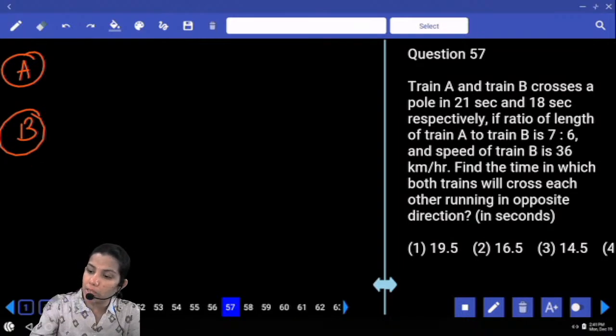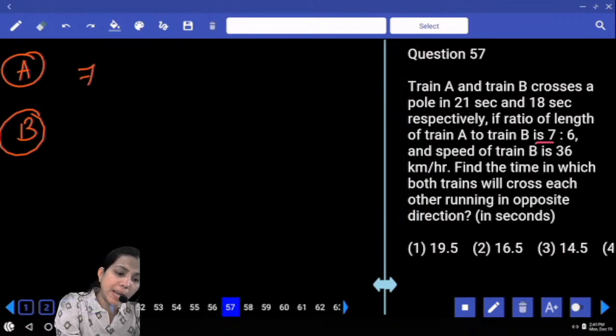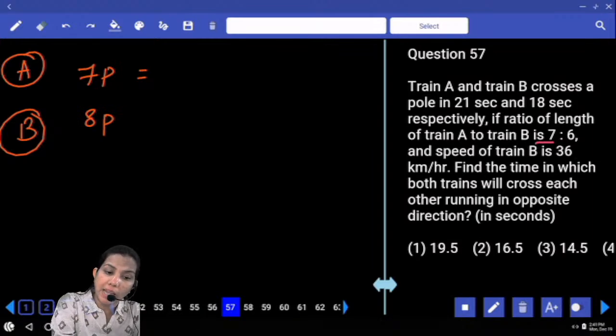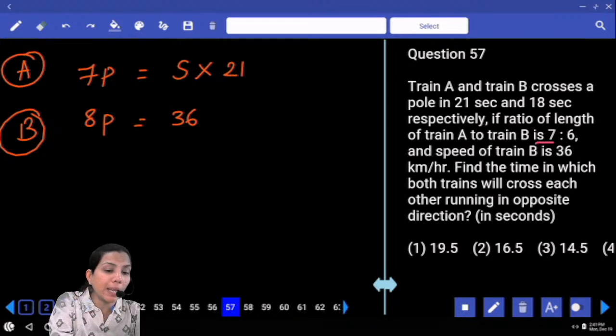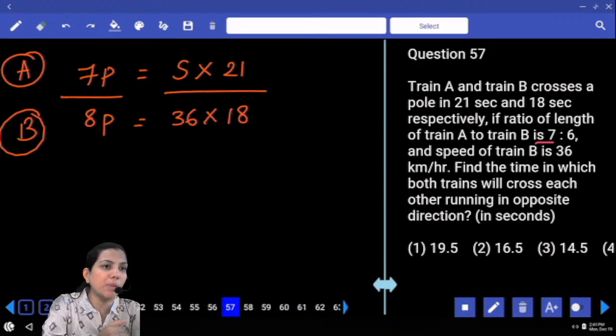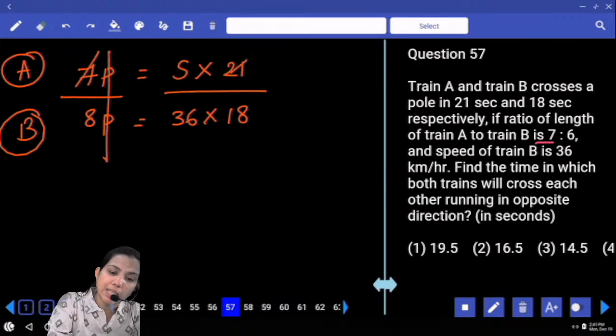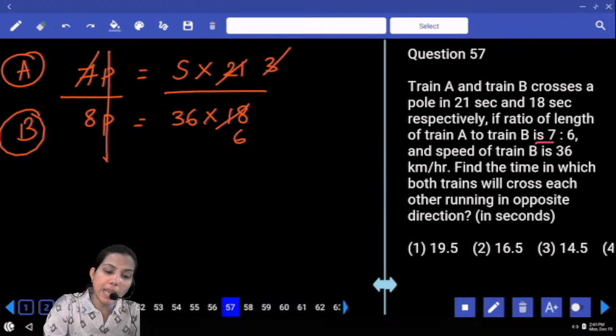ఇఫ్ ద రేషియో ఆఫ్ ద ట్రైన్ లెంత్, వాట్ ఈస్ లెంత్ ఆఫ్ ట్రైన్ ఏ? 7 parts, and length of train B 6 parts, and distance is equal to speed into time. What is speed of train A? I don't know, but time of train A is equal to 21 and speed of train B is equal to 36 km/h. It is also in km/h. Convert చేయాల్సిన అవసరం లేదు. And what is the time for the second train? 18. First by second statement. Parts cancel. 7 exactly 3 times. 3 exactly 6 times. And next, 2 table 3 times. 2 table 4 times. 4 exactly 9 times.